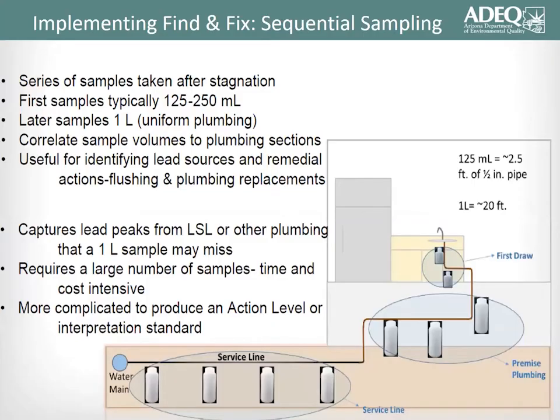So what are some of the ways that a system can look at implementing find and fix? One of those ways could be through sequential sampling. Sequential sampling, in a nutshell, is a series of samples taken after a specific stagnation period. So you are going to do pre-stagnation flushing when it comes to sequential sampling. Typically, we have water systems flush their line, and the water stays in there for a 6-hour window. And these are smaller incremental bottles, sample volumes pooled over time. What it's supposed to do is help us identify the lead source.